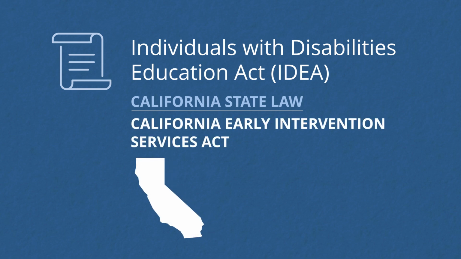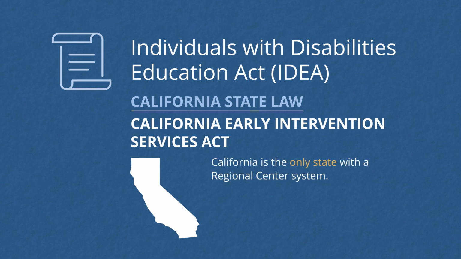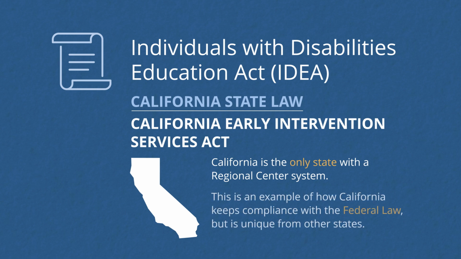Act. California is the only state with a regional center system. Unlike other states, Part C of IDEA is implemented by California's regional center system. This is an example of how California keeps compliance with IDEA, the federal law, while enacting it in a way that is unique from other states.